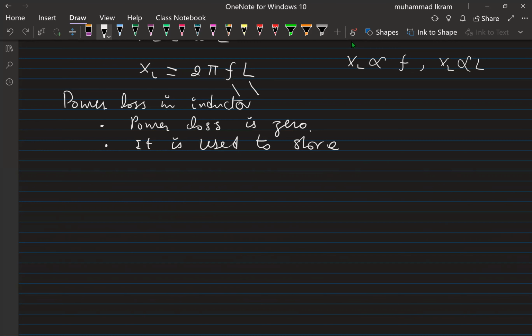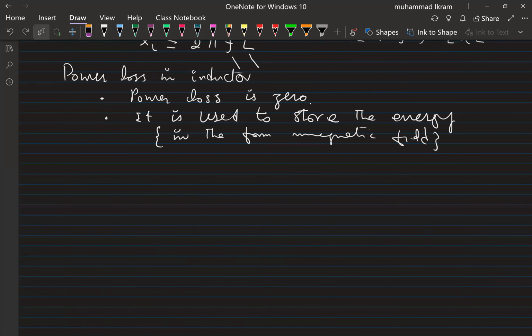It controls the flow of current in the circuit by storing the energy. And this electrical energy is stored in the form of magnetic field. In the form of what? Magnetic energy or magnetic field. And whenever the circuit needs it, it returns it back. So you see how we can calculate the power loss.